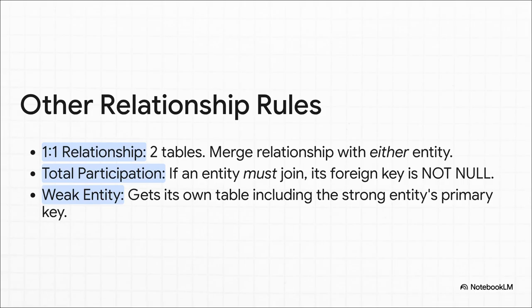Let's quickly round things out with a few more rules. For a one-to-one relationship, you still use two tables, but you get to choose. You can merge the relationship into either side. Then there's total participation. If an entity has to be in a relationship, we enforce that by making its foreign key field not null. And finally, a weak entity, one that can't exist on its own. It always gets its own separate table, which includes the primary key from the strong entity it depends on.